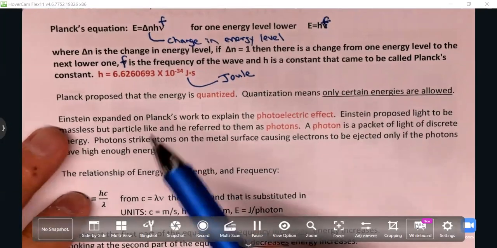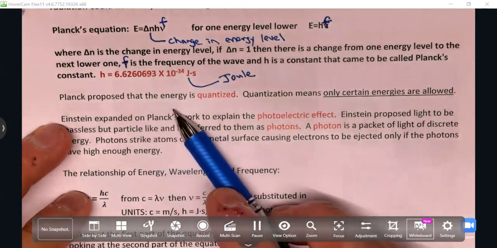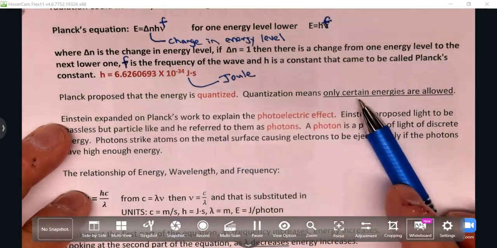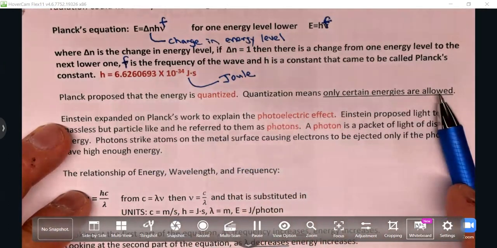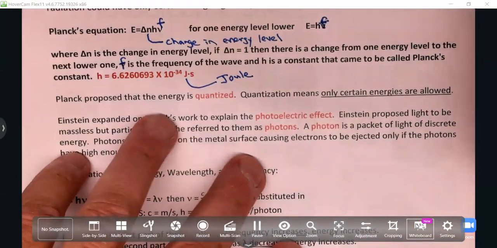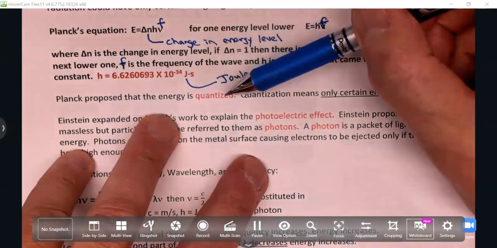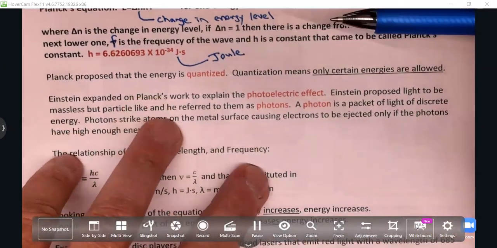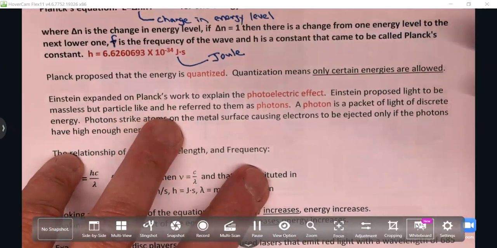Now, Planck proposed that the energy is quantized. Quantization means only certain energies are allowed. It has to be at a certain energy level and not between. It's like the rungs of a ladder. You cannot step between and go up. You have to be on a certain rung. The electrons have to be at a certain energy level and not in between.